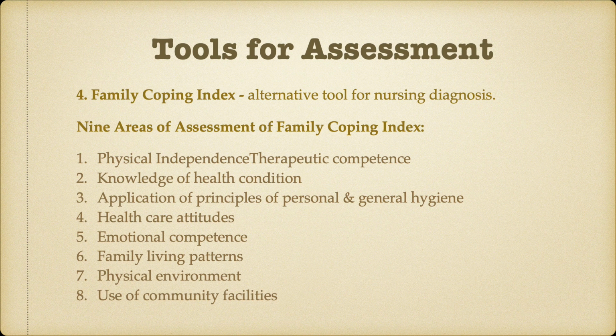First we have physical independence. Sorry for that, the therapeutic competence should be number 2. Number 1 is physical independence, which refers to the family member's mobility and ability to perform ADL or activity for daily living. Like for example, they have the ability to feed themselves, perform activities necessary for personal hygiene. Then number 2 is therapeutic competence.